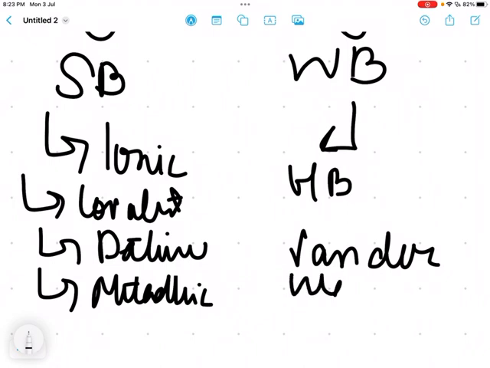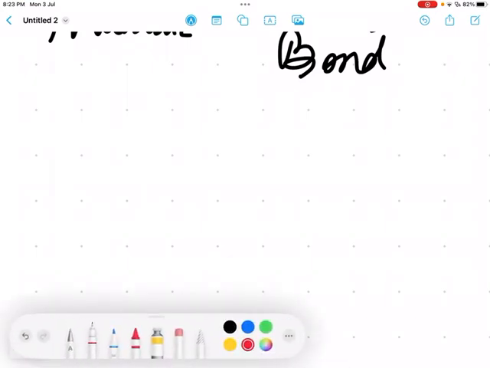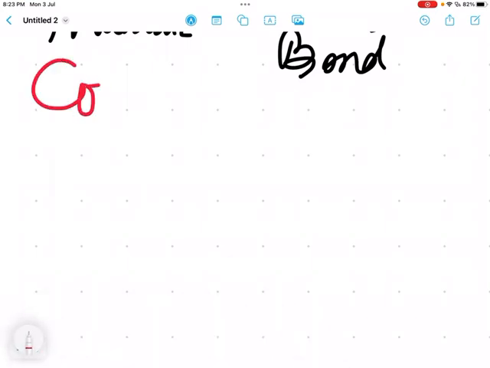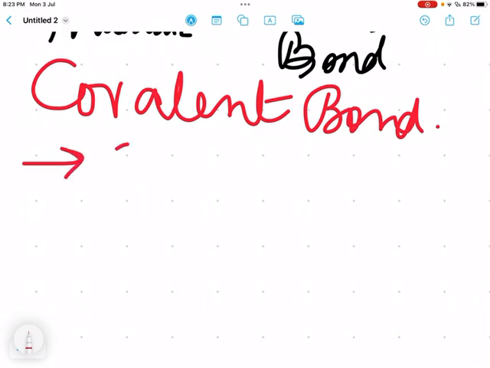Covalent bond was proposed by whom? J.N. Lewis. The bond formed between two atoms by the mutual sharing of their valency electrons is called a covalent bond.